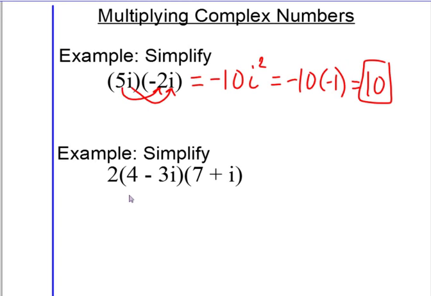In the second problem, we have a 2 in front of these parentheses. Let's multiply the 2 by distributing it into the 4 and the negative 3 before dealing with the second binomial. This gives me an 8 minus 6i. Keep the parentheses.